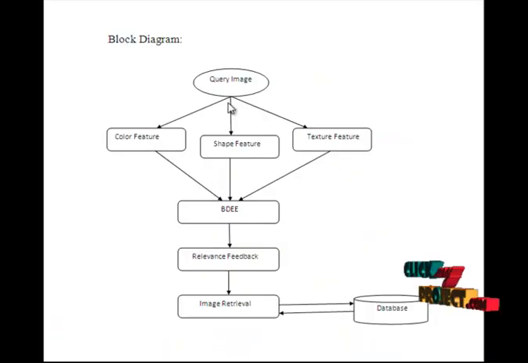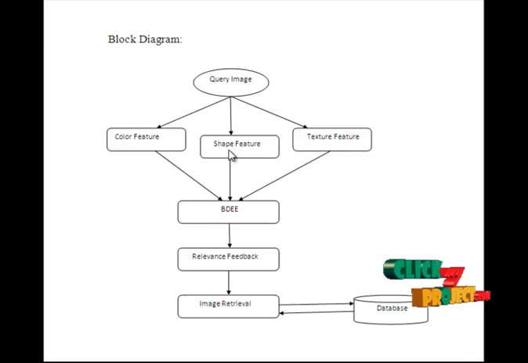Now let's see the flow of our project. First we have to provide a query image. For this query image, we are extracting three features. First one is the color feature, second one is the shape feature, third one is the texture feature. For the color feature, we are extracting hue, saturation, intensity values. Then we are extracting the color coherence vector values. The color coherence vector denotes the color values of the query image.